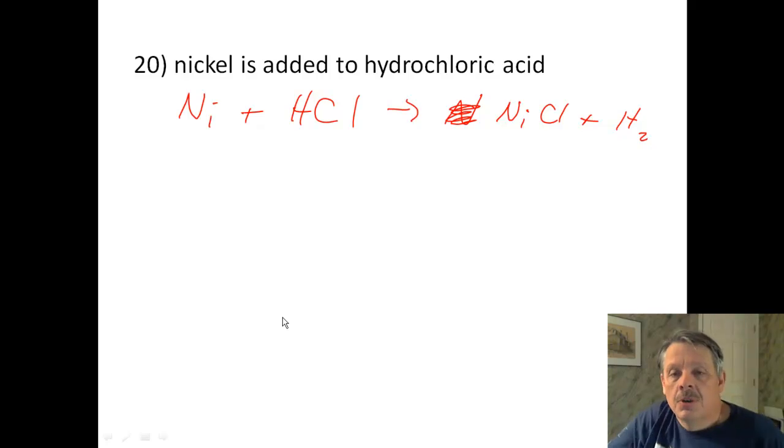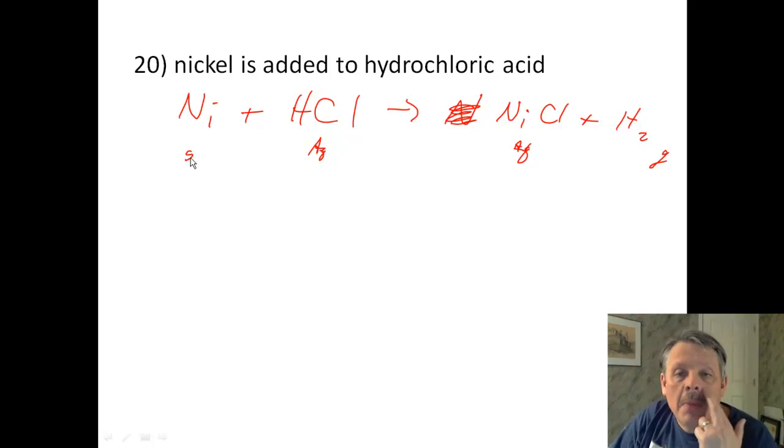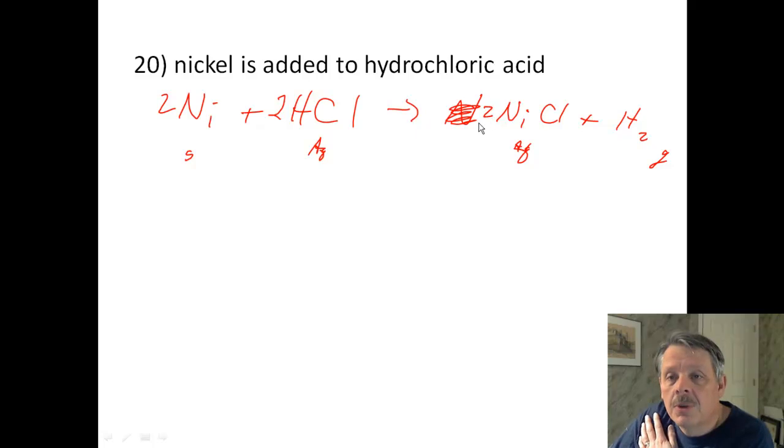Nickel is going to displace hydrogen. Hydrogen is going to come off as a gas. Nickel chloride will be aqueous, as will hydrochloric acid be aqueous. Nickel will be a solid. We think of it, nickel's a metal, so that's a solid. But because we have an H2 on the right, we have to have 2 there. We have to have 2 nickels because we have to have 2 nickel chlorides. And we're done.